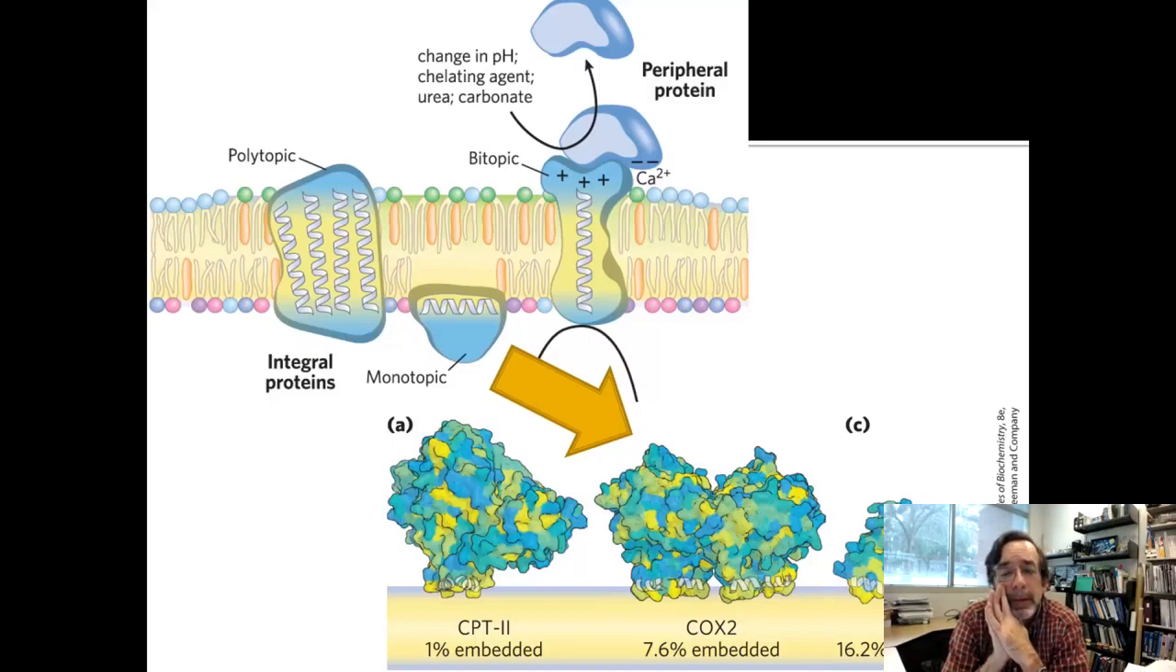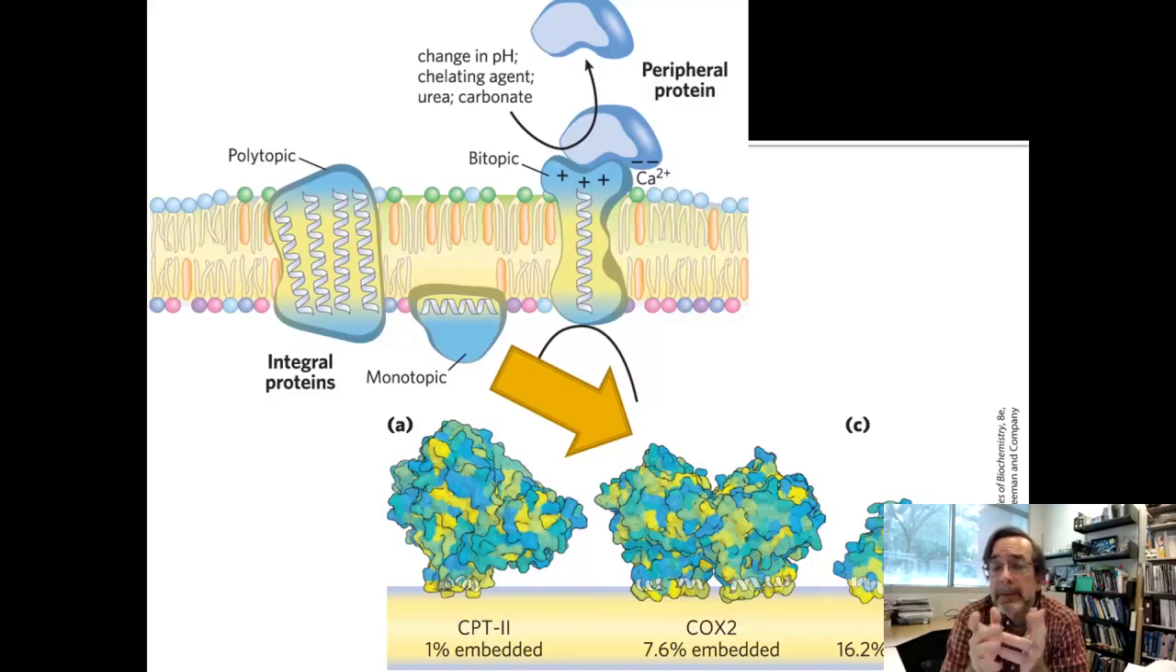There are pictures of what these all look like, and I just want to say COX-2, which is involved with the aspirin and the non-steroidal anti-inflammatories, is actually the enzyme that is targeted by those. That is a monotopic integral protein. But the point is, it's very hard to remove. You can only remove it with detergent.